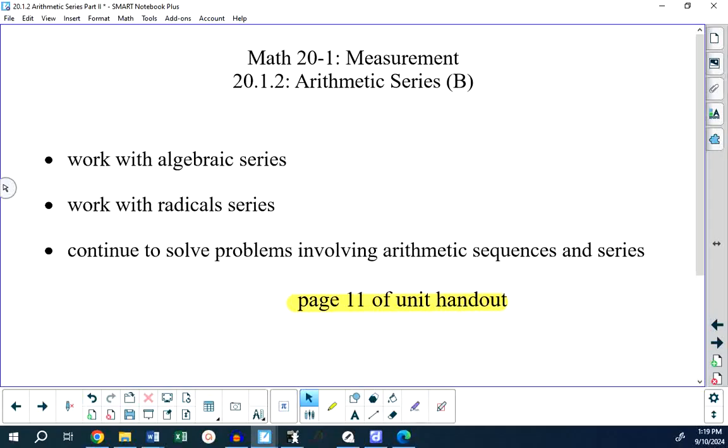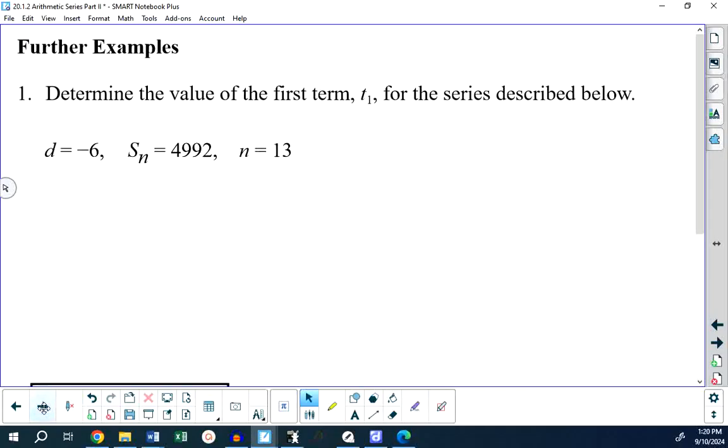We're going to be looking today at problems in which the terms in the series are not numbers like 2, 3, 8, whatever. The terms instead are going to either be radicals, like root 5, or algebraic terms like 5x. So they're not necessarily going to be numbers that we can play with in our calculator. And then we're going to be continuing to solve other problems involving arithmetic sequences and series.